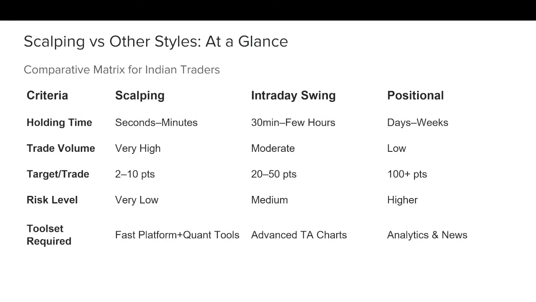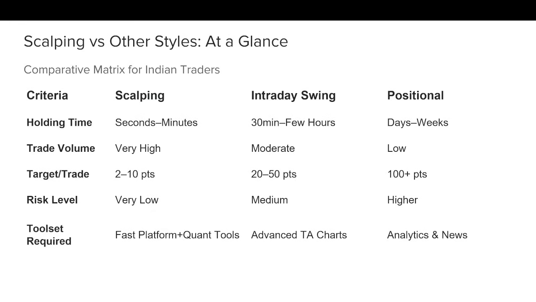Now this is a kind of graph which will give you a matrix for Indian traders. For a scalper, the holding time is seconds to minutes. For an intraday swing, it is 30 minutes to a few hours. We already have an intraday swing system, which is the VWAP Navigator with quant. Positional is days, weeks, that's a different story. In scalping, your trade volume, that is the volume you have traded till the end of the day, is very high. Intraday swing is moderate, positional is low.